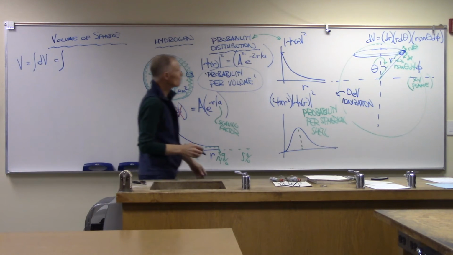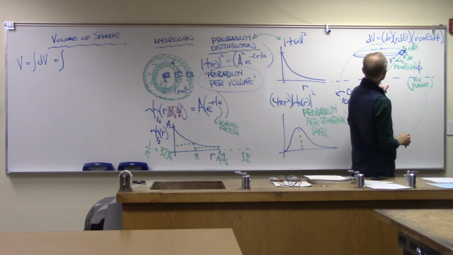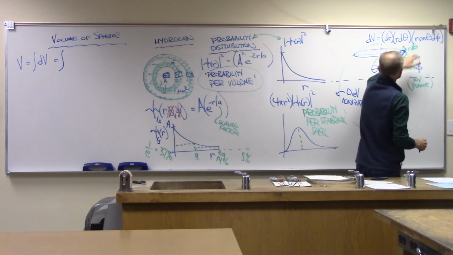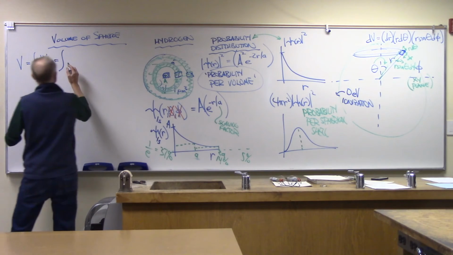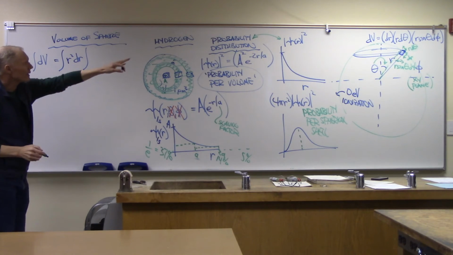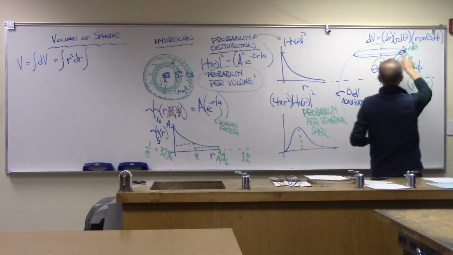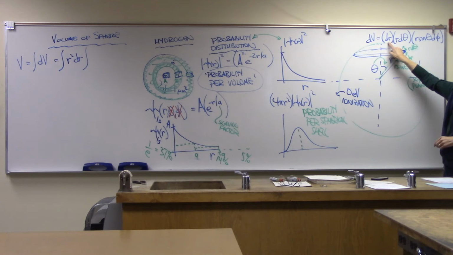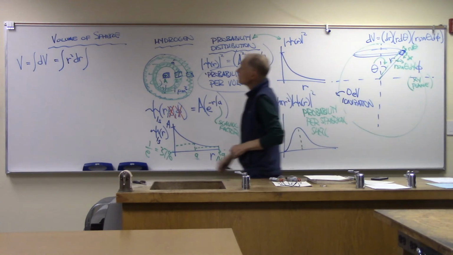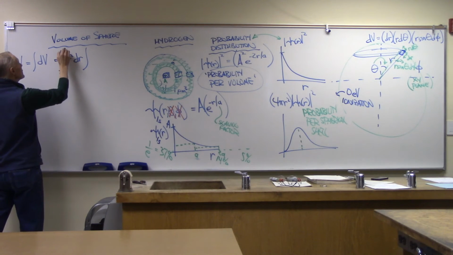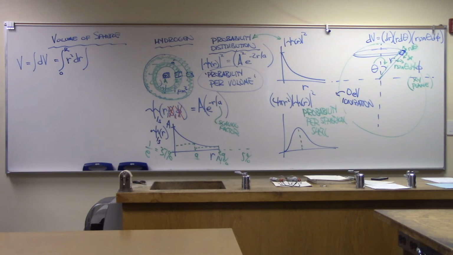Now, to do that, I need to do integrations in r, theta, and phi. For r, what I've got here is r squared dr. That comes because I've got a factor of r in this direction, a factor of r here, and a factor of dr in the r direction itself. Now, for a sphere, I could integrate from 0 out to the radius of the sphere. So that's my plan right now, to carry out that integration.